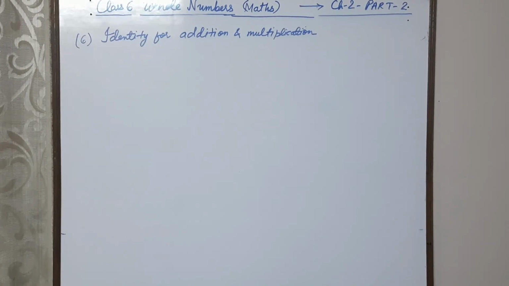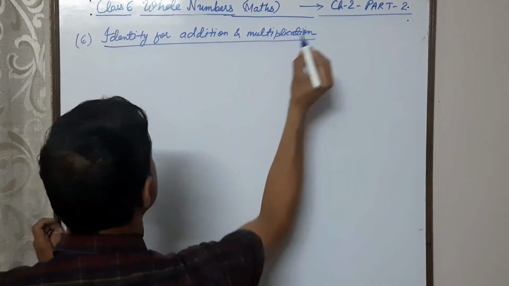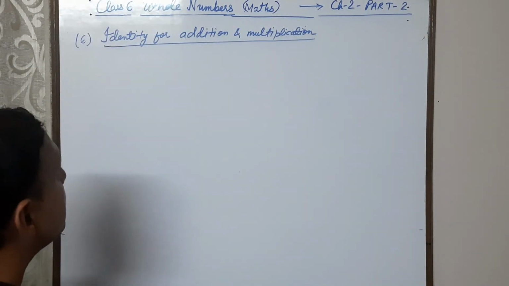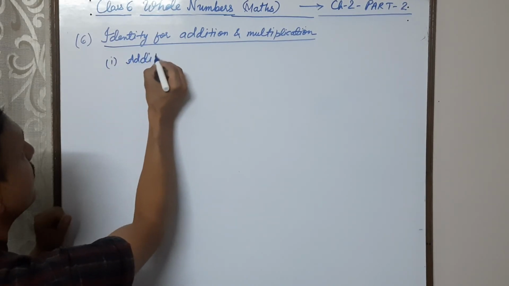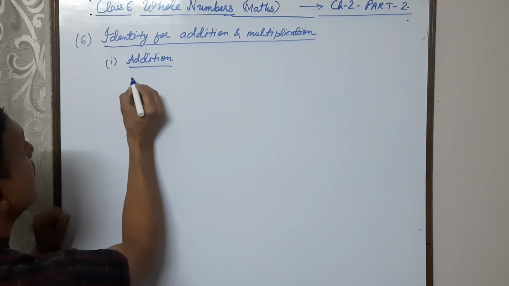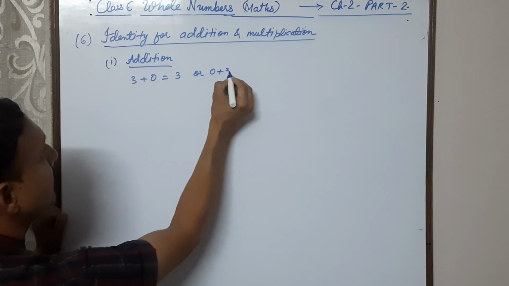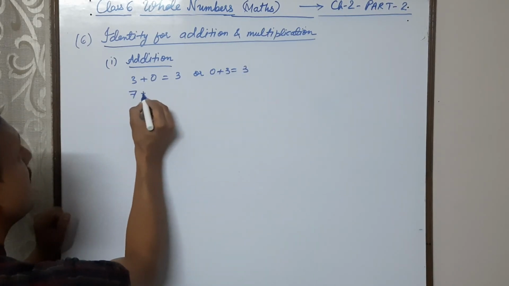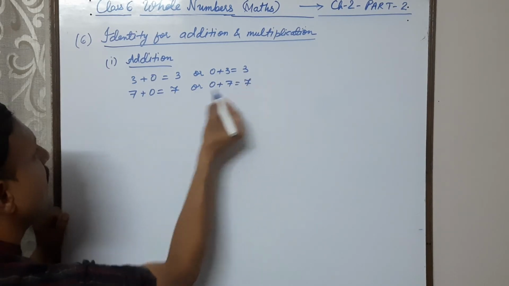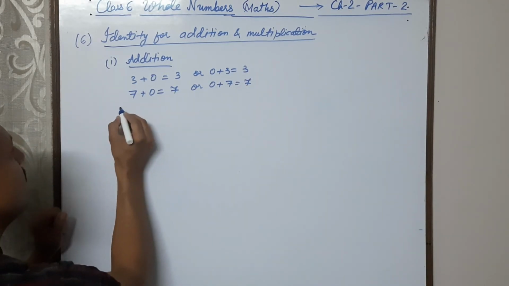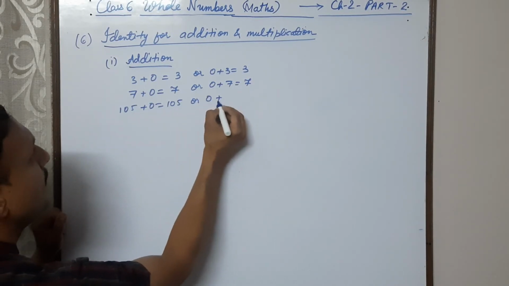Now identity for addition and multiplication. What is the identity for addition and multiplication? First of all, let's take addition. Identity for addition, let's find out. 3 plus 0 is 3, or 0 plus 3 is 3. 7 plus 0 is 7, or 0 plus 7 is again 7. Try for any number. 105 plus 0 is 105, or 0 plus 105 is 105.